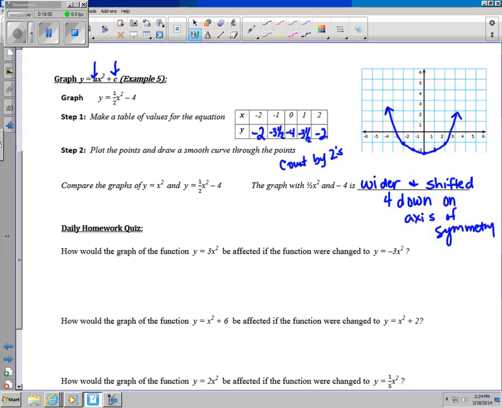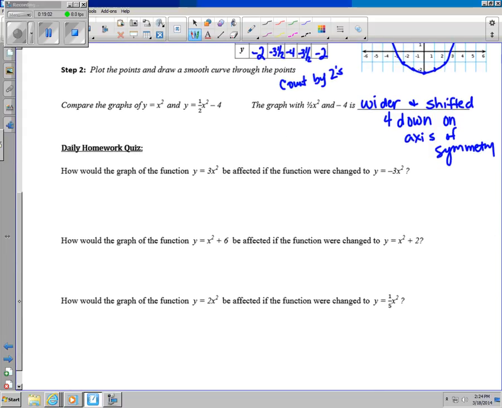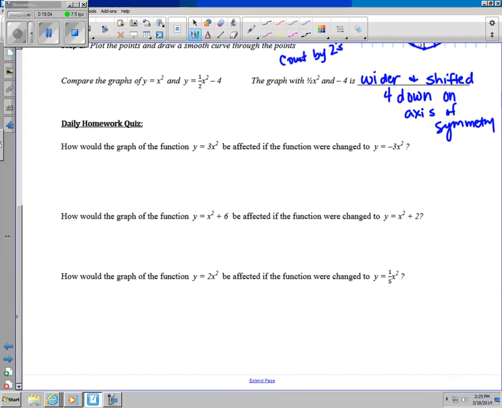Go ahead and do your daily homework quiz. I didn't even do any guided practices because I just figured we'd get you to class tomorrow, and you could do some guided practice there. So please do the daily homework quiz. It's just talking about how those graphs would be affected. I want you to look at the A, and then here you look at the C, and then here you look at the A again. Okay? So just compare those.